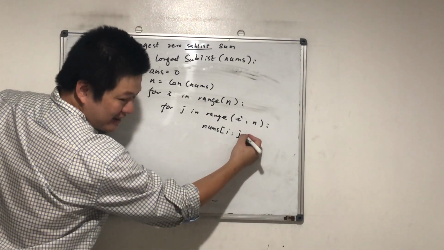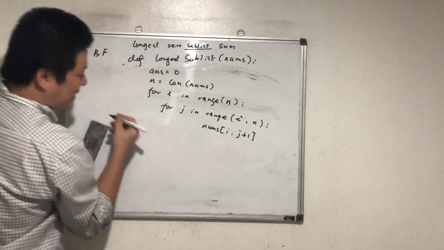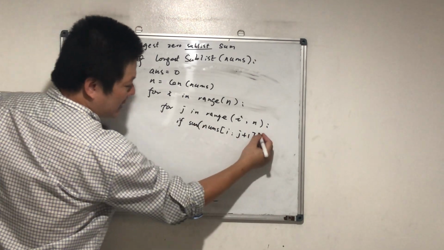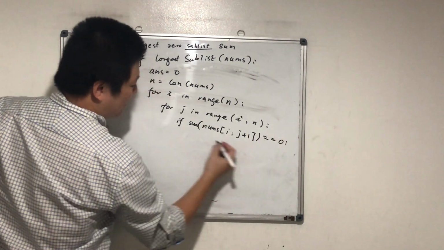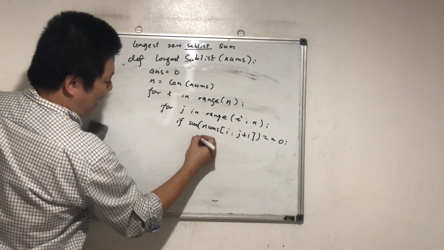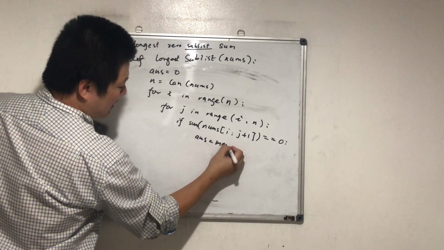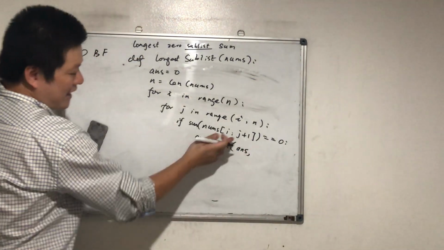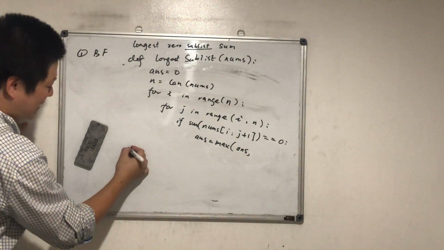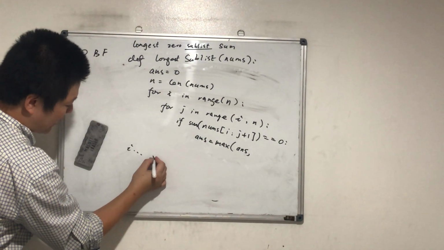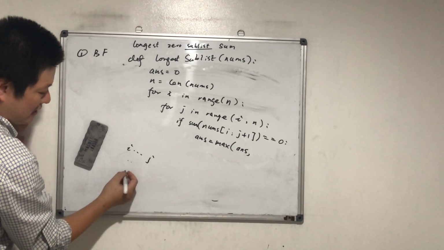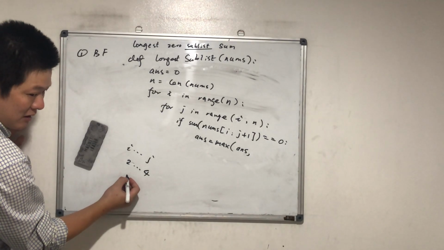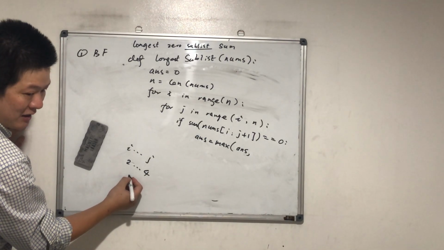Do we need to plus 1? Yeah, plus 1. So we can use the sum function, right? If the sum equals 0, we want to update the answer. Answer equals max of answer and the length between I to J. How many integers between I to J? 2 to 4, how many integers? 3.